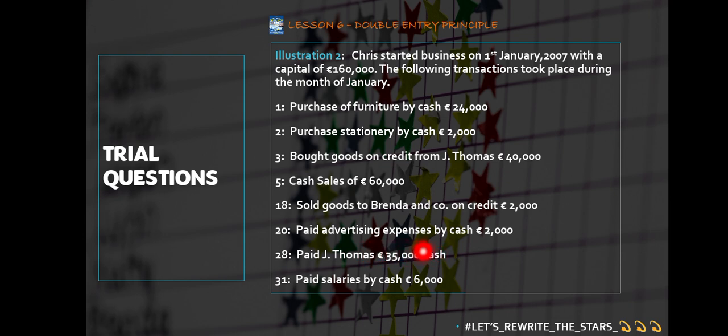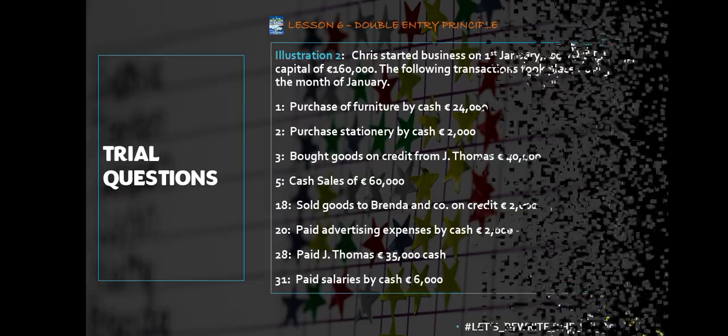So these are the transactions reserved for you. You have to first identify the accounts involved, and then you look at whether it's an expense, revenue, then you follow the rules, then you record the transactions as they're supposed to be recorded. All the best with this trial question.